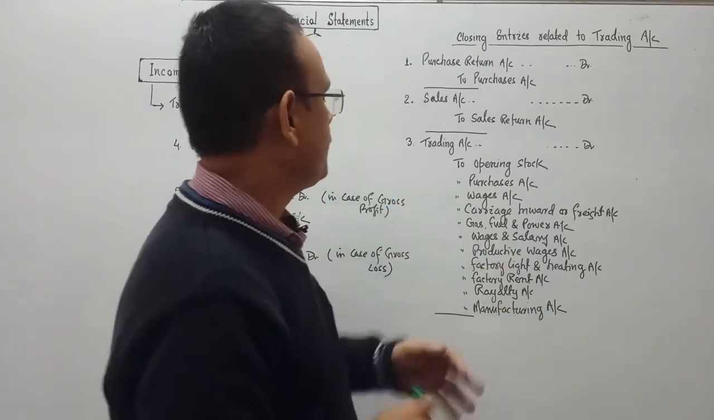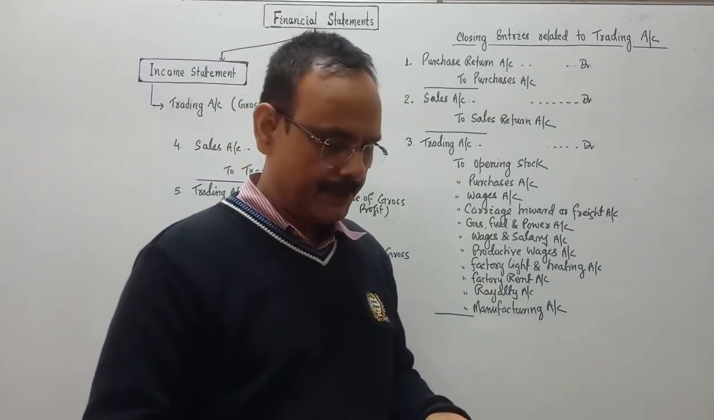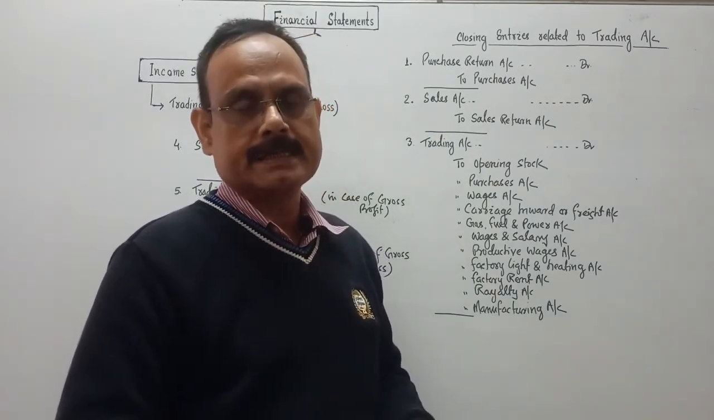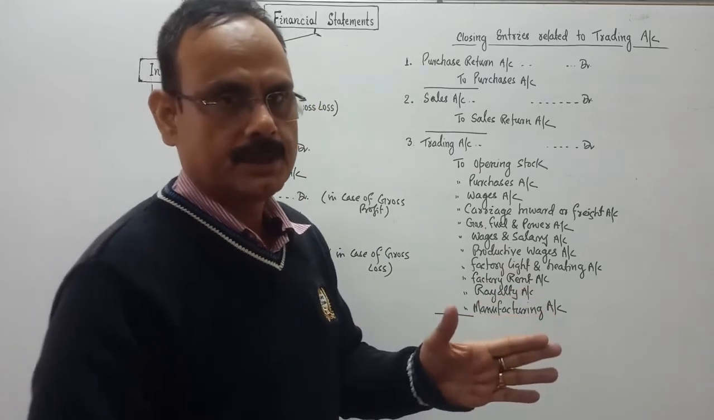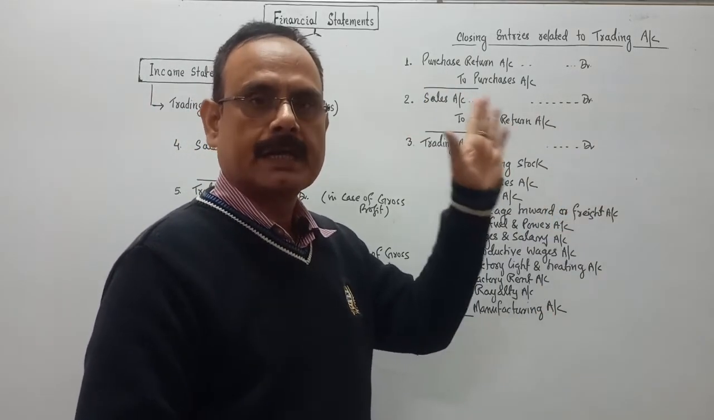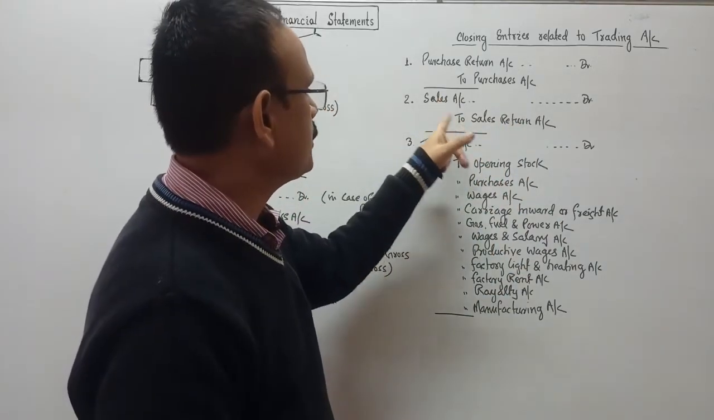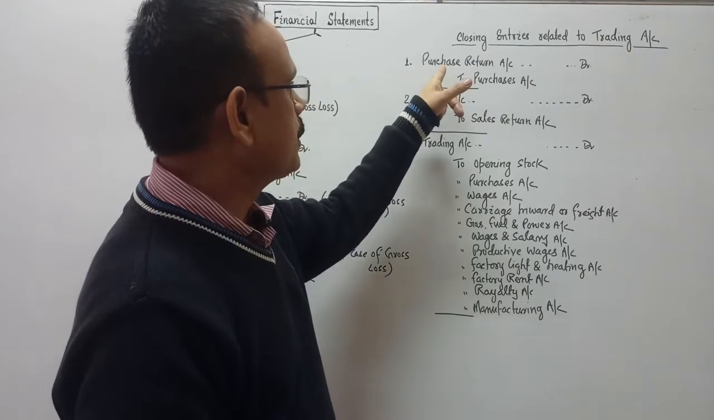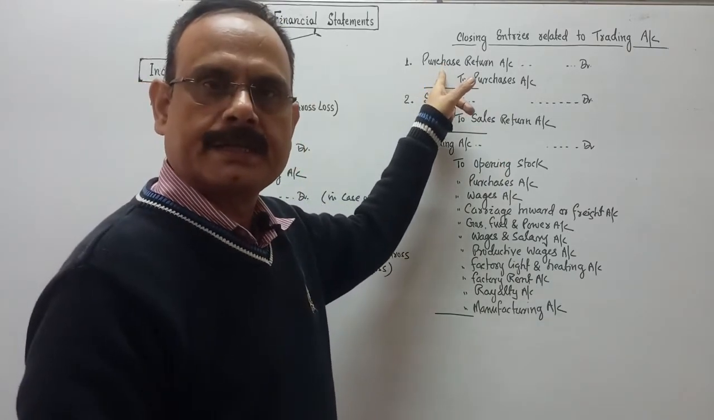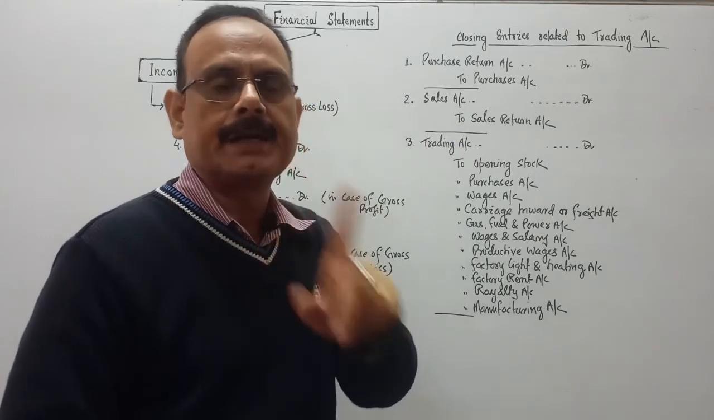So the entry will be sales account debit to sales return. Sales return has a debit balance. So when we close the sales return account, we will transfer that amount to sales account. This is the closing entry for the purchase return, and this is the closing entry for the sales return.